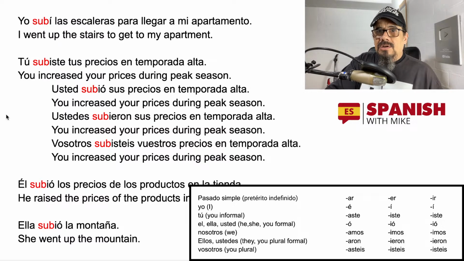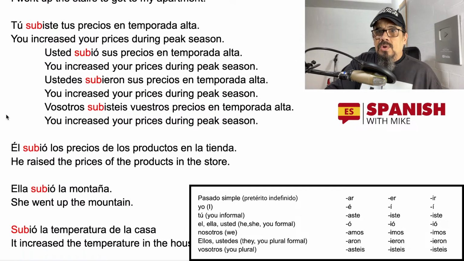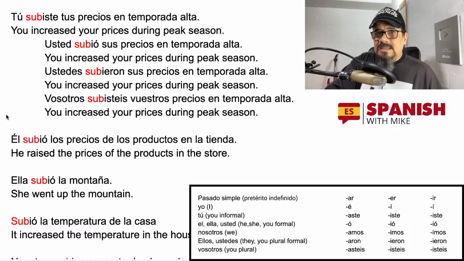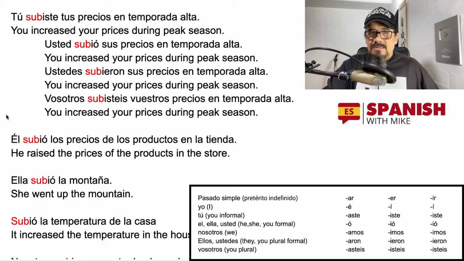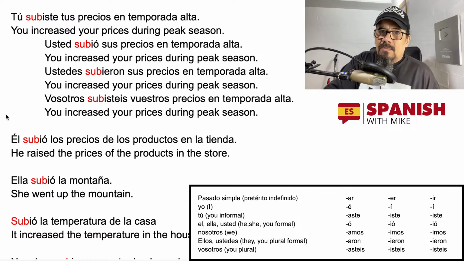I went up the stairs to get to my apartment. Tú subiste tus precios en temporada alta. You increased your prices during peak season. Singular, informal, close relationships. Usted subió sus precios en temporada alta. Singular, formal. Ustedes subieron sus precios en temporada alta. Plural. Vosotros subisteis vuestros precios en temporada alta. Plural, Spain.